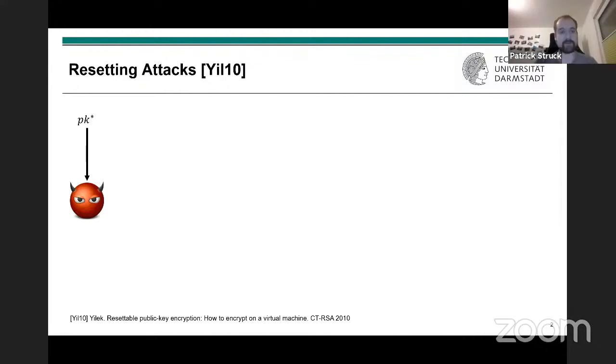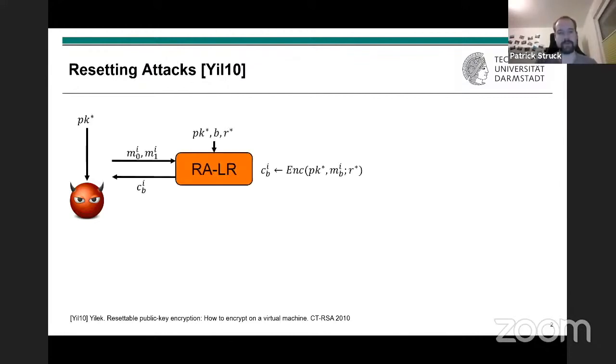Now, in this security game, the adversary gets some target public key, PK star. Then, similar to the IND-CPA game, it has a challenge oracle where it can send 2 messages and then get the encryption of either the left or the right message. But the crucial difference here is that now this randomness R star is fixed, chosen initially at the beginning of the game and then fixed throughout the game. So every encryption will always be under this randomness.